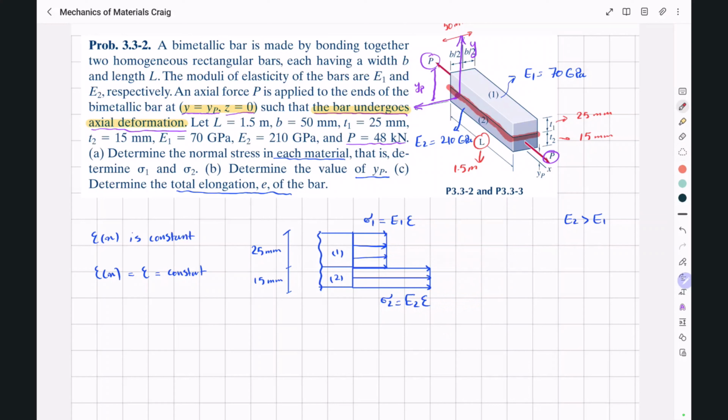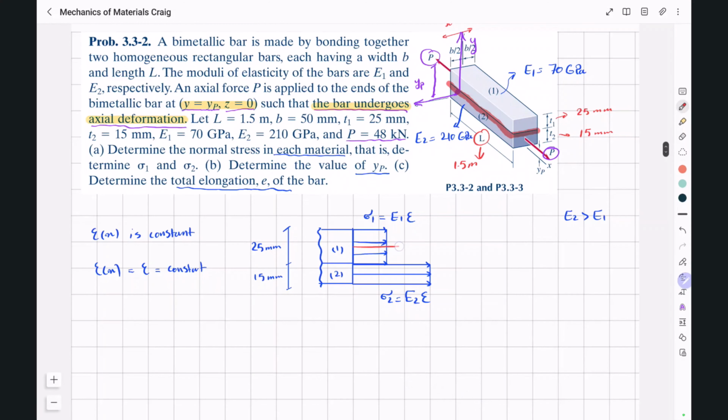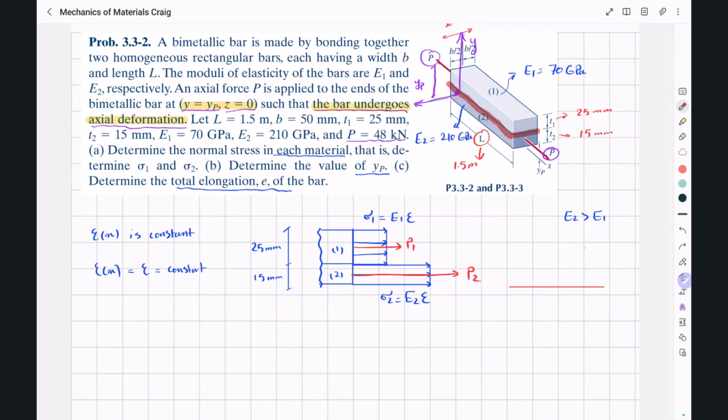And now each of these stress distributions are going to create a resultant force at the centroid of their corresponding material. So for the first material, we're going to have a force like this, which we're going to call P1. And for this one, we're going to have a force like this, which we're going to call P2. So this is going to be our y bar 1. And this one is going to be our y bar 2. And these are the centroids of material number 1 and material number 2.